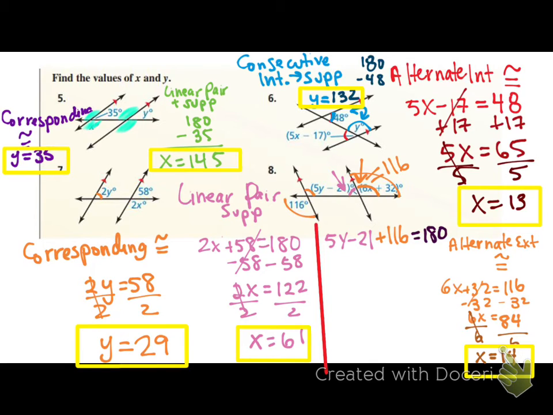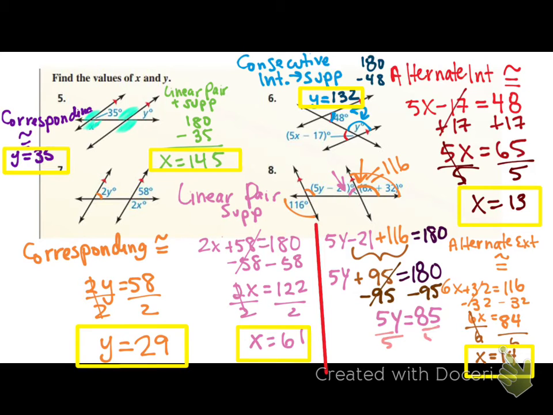So we can combine like terms. What is minus 21 plus 116? What is it? 95 equals 180. Subtract 95. 5y equals 85. Divide by 5. And y is 17.